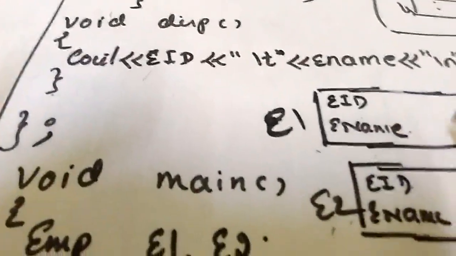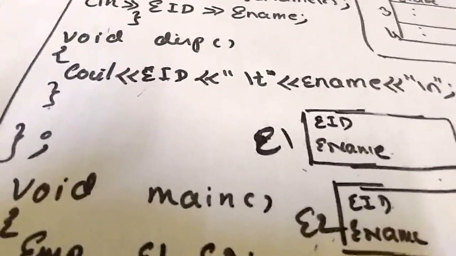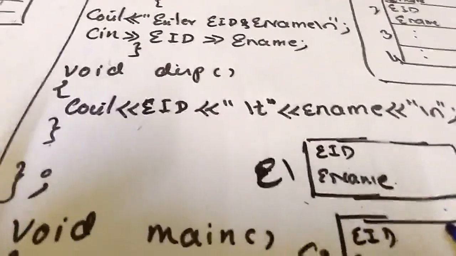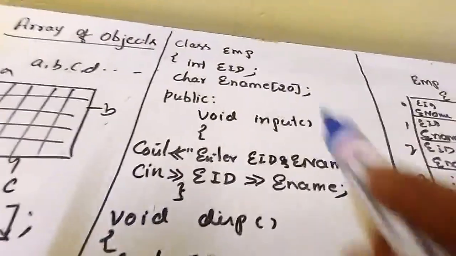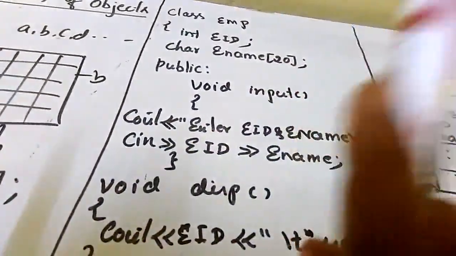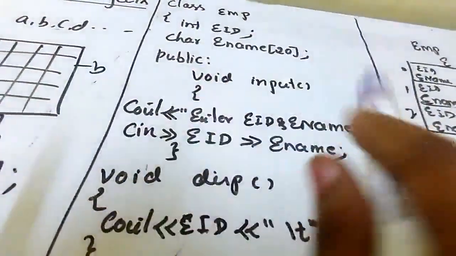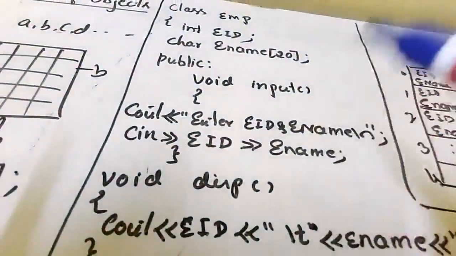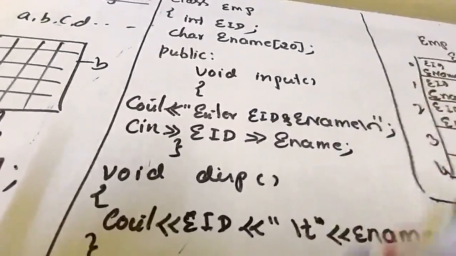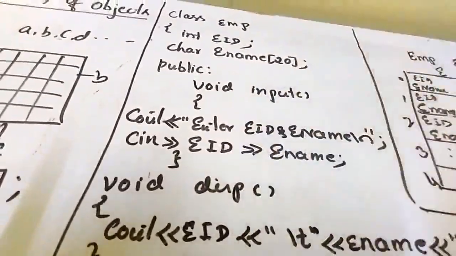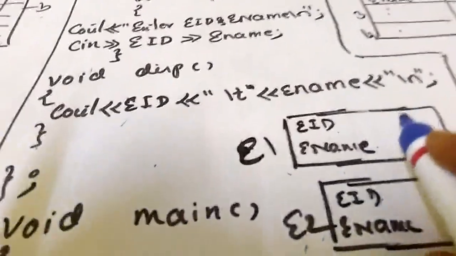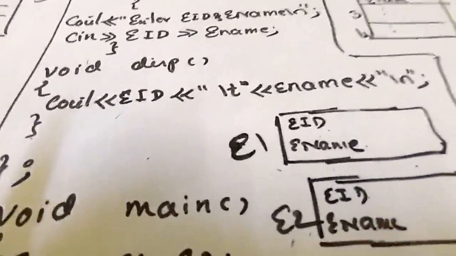Okay, the size of each object depends on the sum of sizes of their properties. Employee ID, which type? Integer type. Employee name, character array. One character requires 1 byte, so 20 memory locations have been allocated, 20 bytes, total 22 bytes. Every object occupies 22 bytes of memory in the RAM.